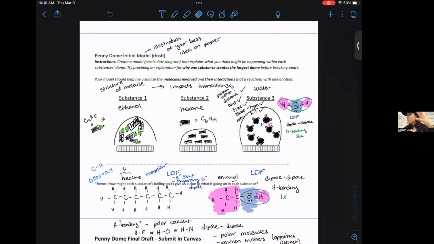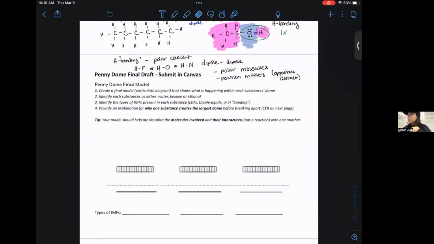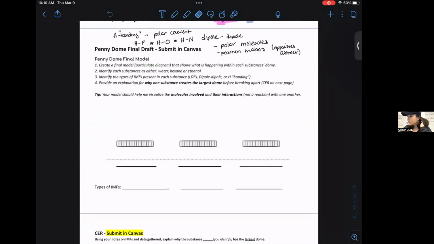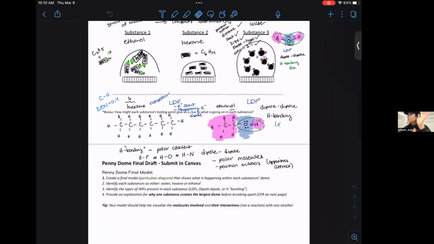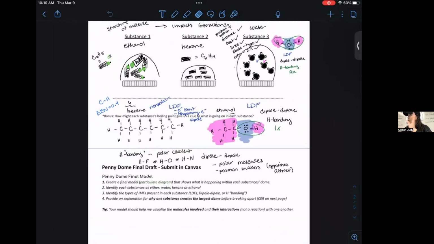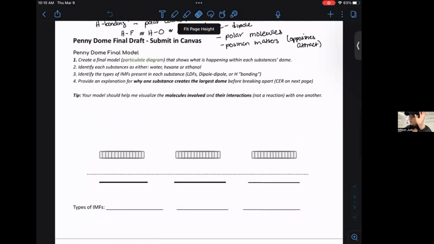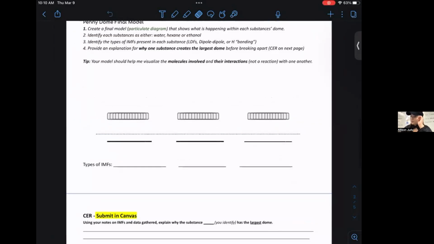So we drew particulate diagrams. Your task for this draft is that you are going to clean up my model, okay? This is all kind of messy. You can change it if you want. You can add different colors, whatever. But you are going to now label, okay, on the penny, whatever you do. I don't care what order you go in, maybe you go from weakest to strongest. Maybe you reorder. And you tell me the substance and its identity.